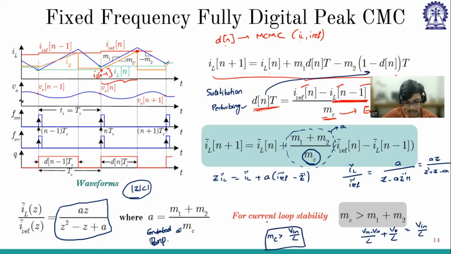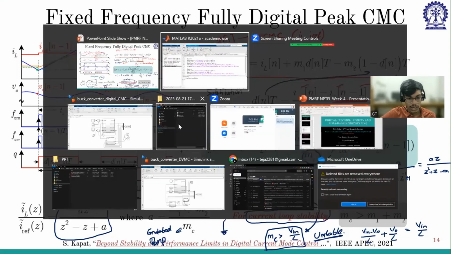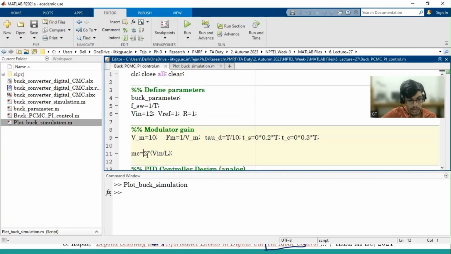But this is for current loop stability. If you go for the complete closed loop, the MC requirement increases, because in closed loop, if you use this MC, the system will be unstable. This is something sir has published in a research paper, so if you want further details, it is also mentioned here. If I go back to the Simulink, that's why sir has considered here 2 into V in by L, right?